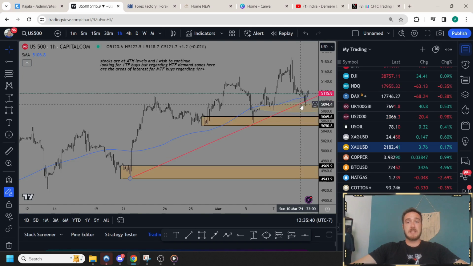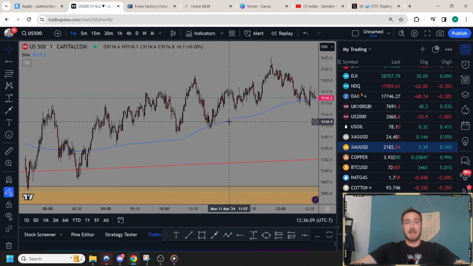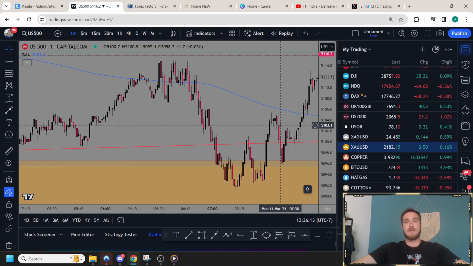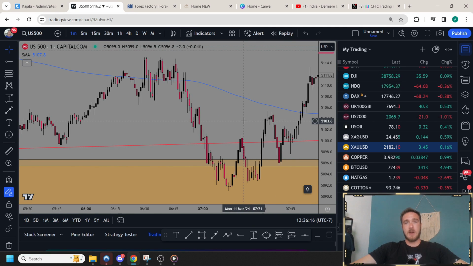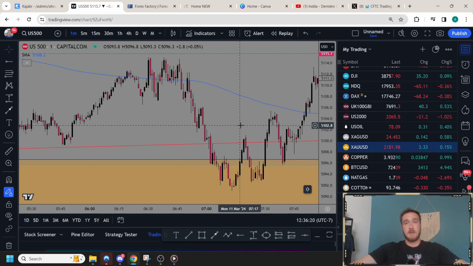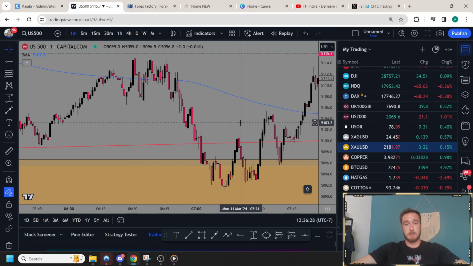Okay, so prices pulled back into this area of 1 hour demand, and we're going down to our 1 minute time frame to wait for confirmation. Okay, this is the multiple time frame confirmation trade setup. I have done videos on this exact setup before, talking about the multiple time frame setup. I will have that in the description below.